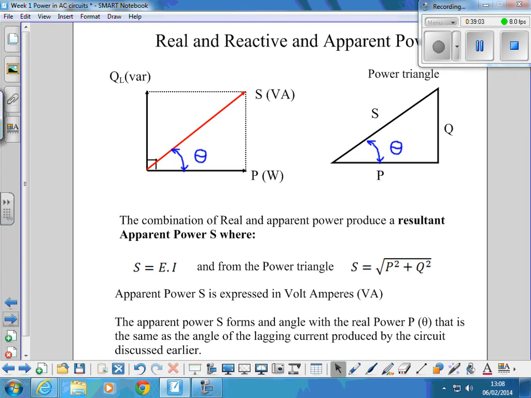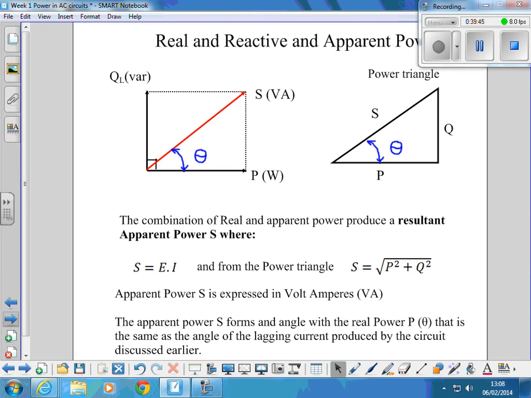So, we've looked at real power, and we've looked at reactive power. Now we need to consider the resultant of those two, the apparent power in the circuit. It uses the symbol S, and some of you might have noticed that transformers are rated not in watts, but in VA, volt amperes, or kVA, or if they're really big ones, MVA. It is the product of the line current and the line voltage, in volt amperes.